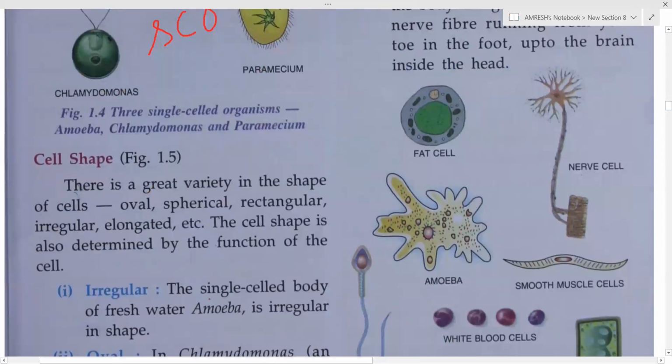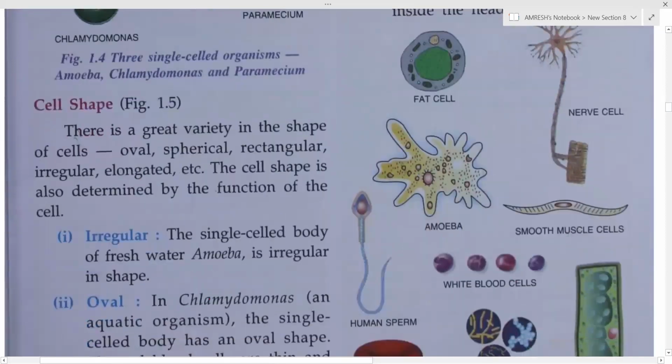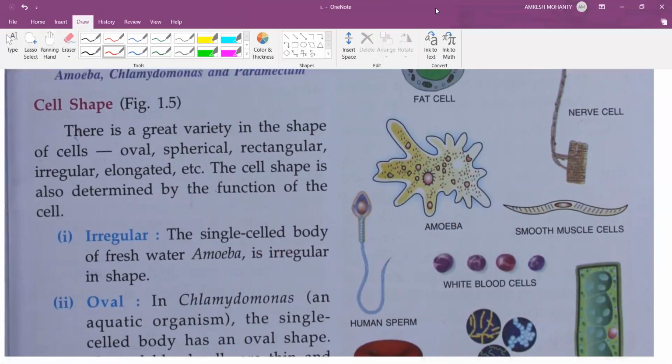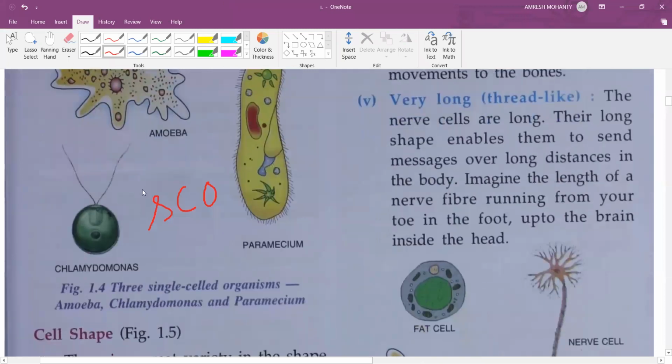Cell shape: cells are of various shapes. Irregular shape, see amoeba. This shape is known as amoeboid shape, irregular. It is not regular, a random shape you can say. Randomly it has taken its shape, not specific. Next is your oval shape. See chlamydomonas, oval in nature.